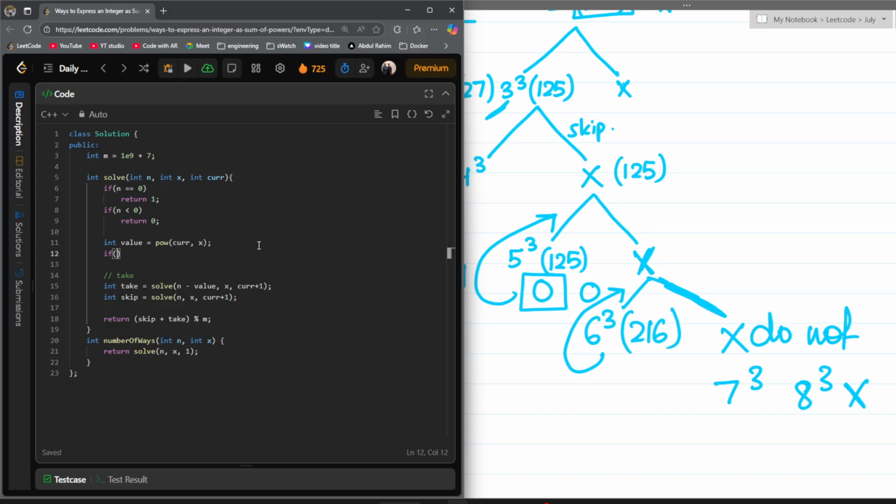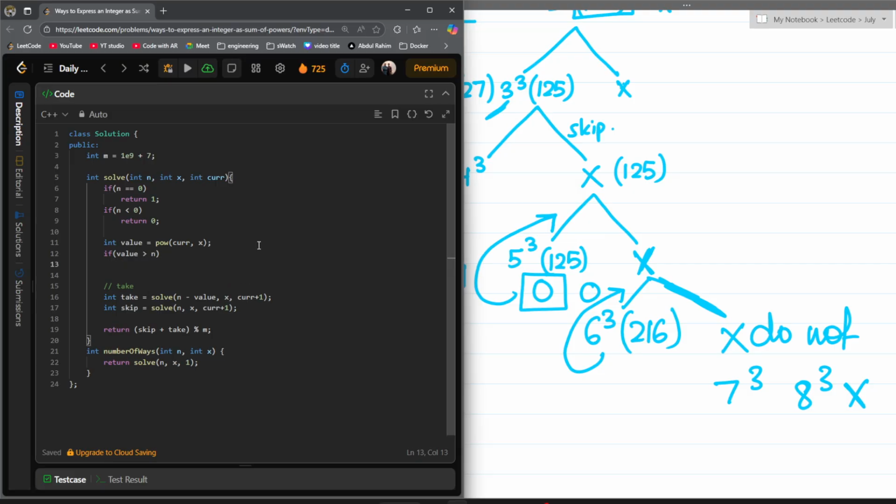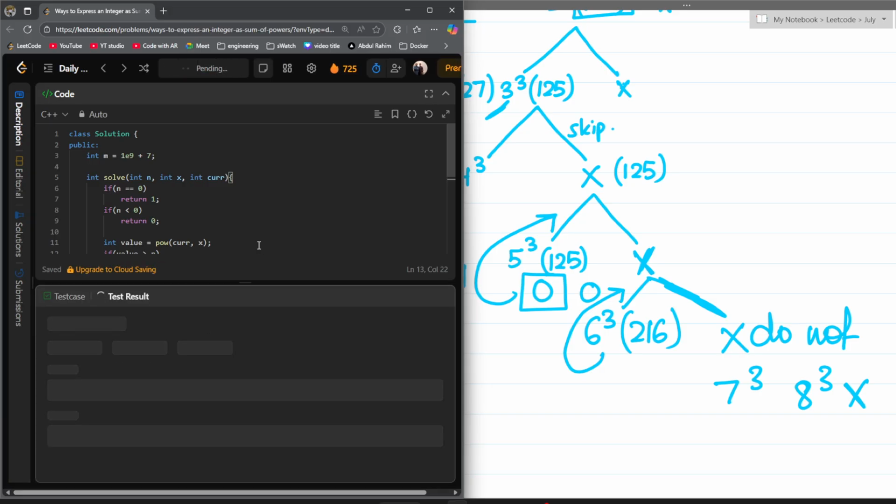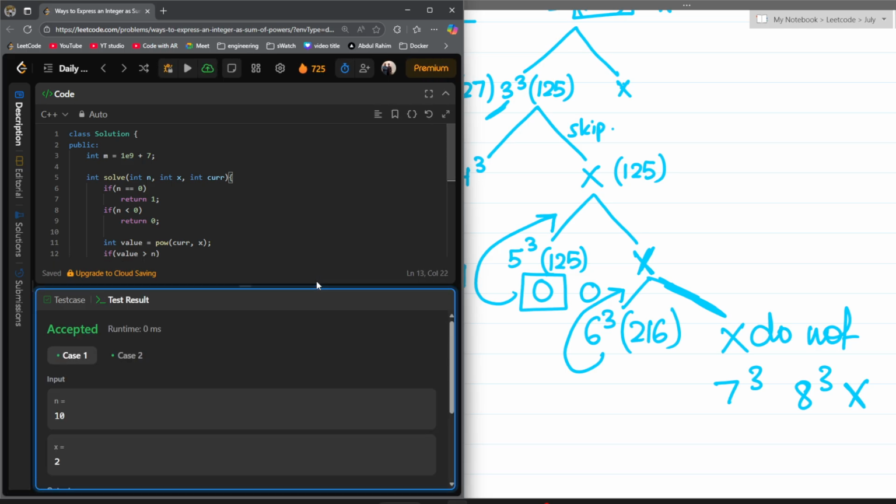So I'm going to say, okay, if value has become greater than what I'm trying to make in the first place, just return 0. No more happy paths to be taken from there. Now if I run this code, let's see if it passes the example test cases that we have.